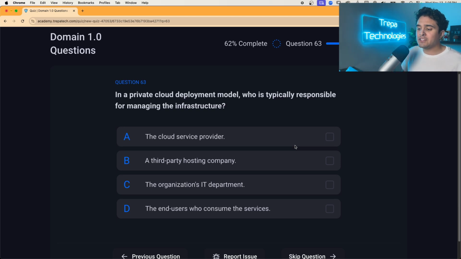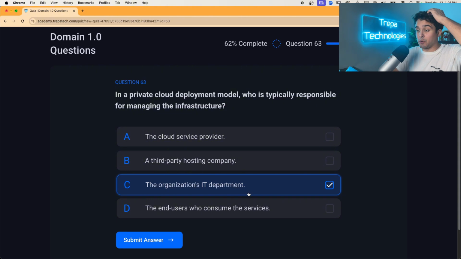So this one is kind of a tricky question. Who is typically responsible for managing the infrastructure? I'm going to go with the organization's IT department. That's what they're trying to get you to realize what the private cloud is, right?